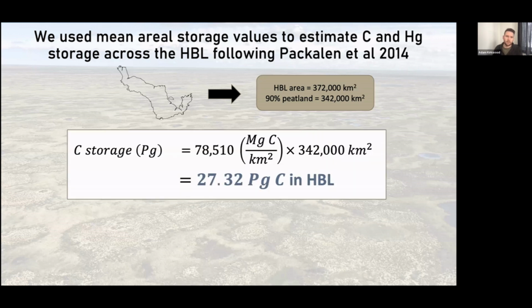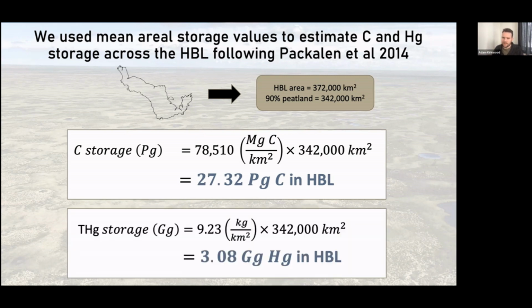So to calculate carbon storage, or to do a broad estimation of carbon storage for the region, all we have to do is apply that mean areal carbon storage to the area of peatland. And we find a revised estimate of about 27.3 petagrams of carbon. So this fits fairly well with the data from Packalen et al. 2014, who estimated about 30 petagrams.